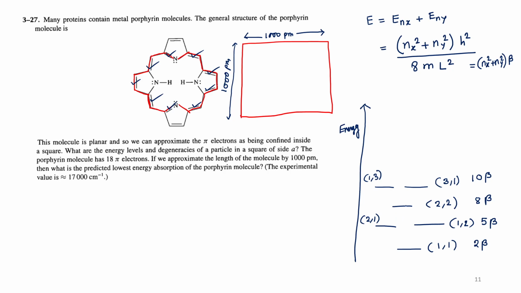The energy gap is not to scale. Okay, I'm just writing it. 3 1. What would be the next? 3 2 and 2 3. Both will be degenerate. So 3 square is 9 and 2 square is 4. 9 plus 4 is 13 beta. What is going to be the next? Suppose 3 3. Then what is going to be the energy? 9 plus 9 is 18 beta.